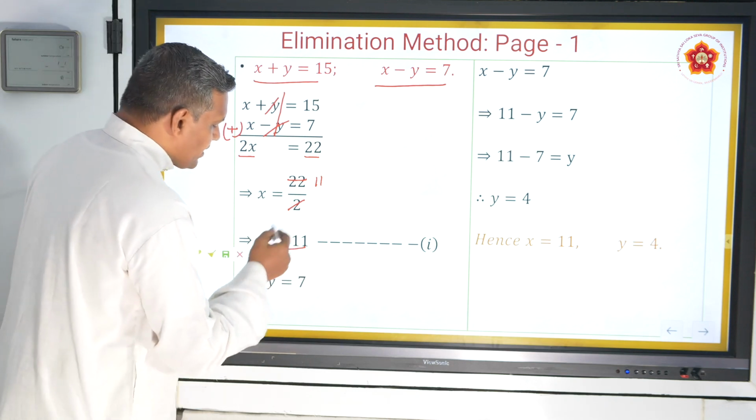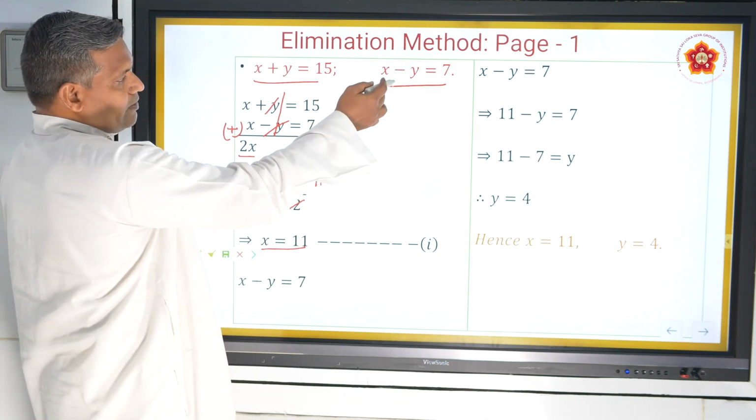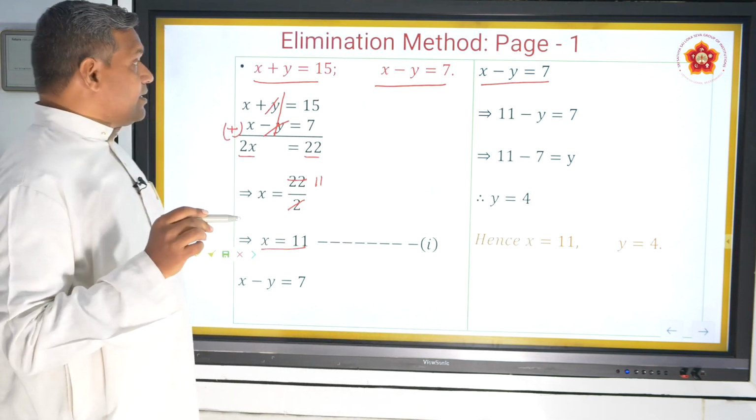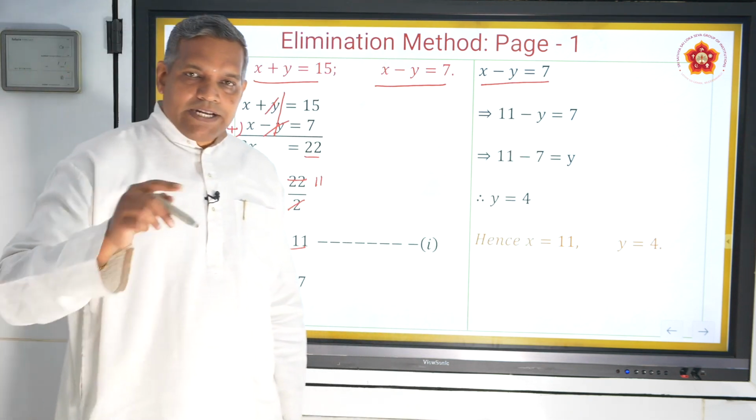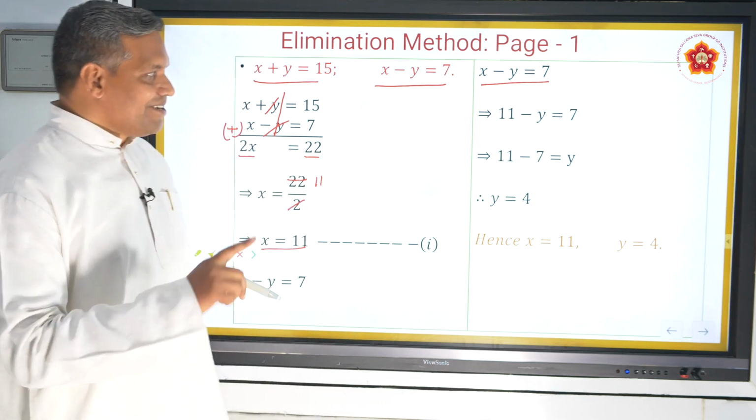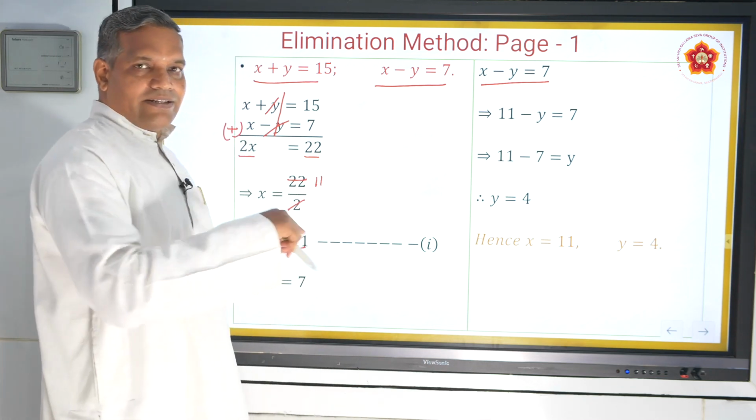So now the moment you get x is equal to 11, then this is the second equation, x minus y is equal to 7. Here, what is this method? Elimination method. In spite of the elimination method, you are going to use the substitution. See this, what's the connection between the last technique and this technique?